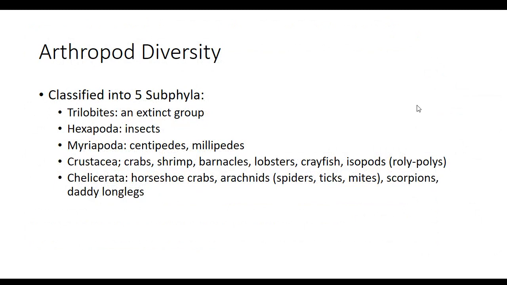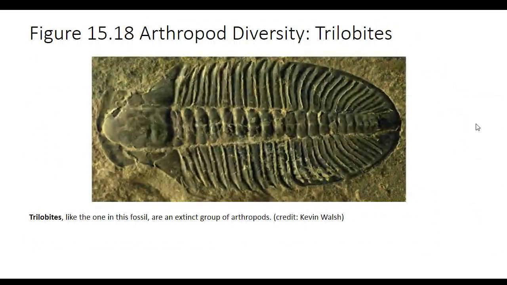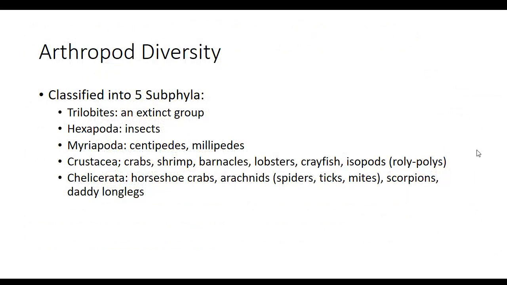Okay, 5 subphyla within the phylum Arthropoda. So the trilobites, these are extinct. They're only fossils. Some people who like to hunt for fossils, if they find a trilobite, that's a great find. They're pretty cool looking. This is a trilobite fossil. Hexapoda, that's the insects. Hex means 6. Insects have 6 legs, 3 pairs, so it's called hexapoda.